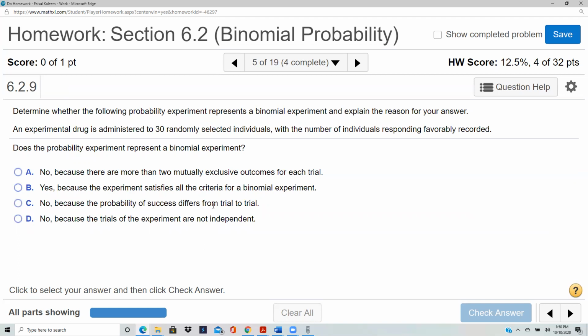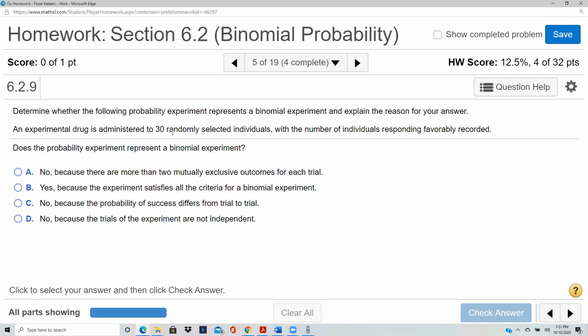Determine whether the following probability experiments are binomial. Give reason. An experimental drug is administered to 30 randomly selected individuals with the number of individuals responding favorably recorded. Now, this is a binomial experiment because you either have a favorable response or you don't. So that's the main condition, that you have to have two mutually exclusive outcomes at each trial.